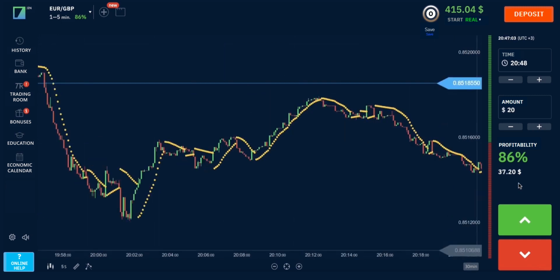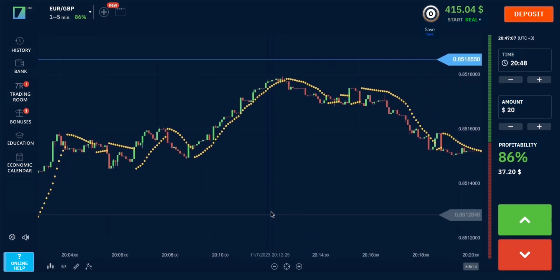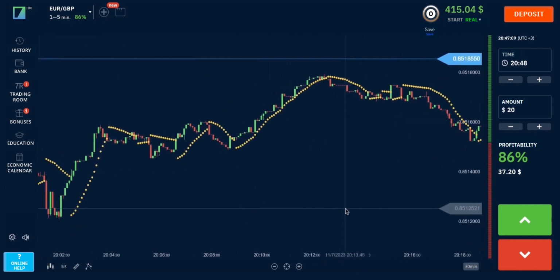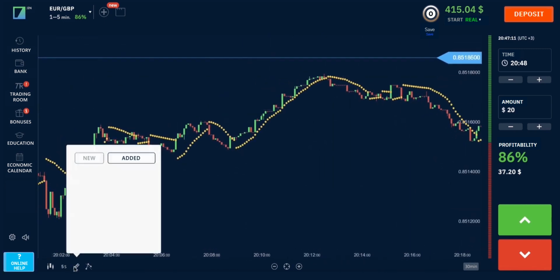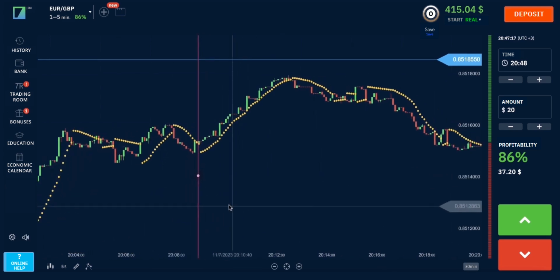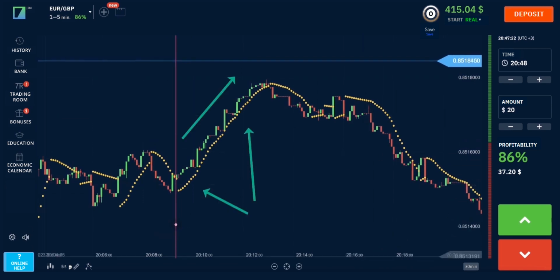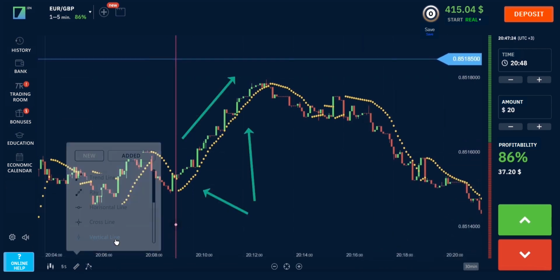SAR is displayed as a chain of dots positioned above or below the price, indicating the direction of the trend. If the dots are below the price chart, it indicates an upward trend. I highlighted the upward trend section on the chart with vertical lines. The further the dots are from each other, the stronger the trend, while a tight cluster of dots indicates its weakness.